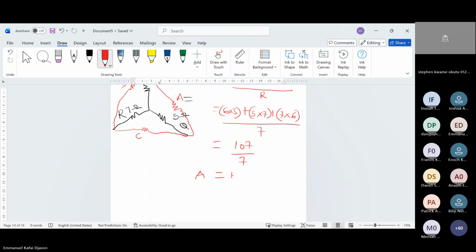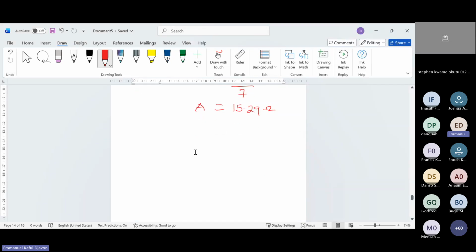A is equal to 15.29 ohms. Okay, so we have that of A.